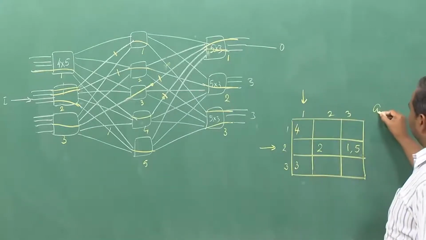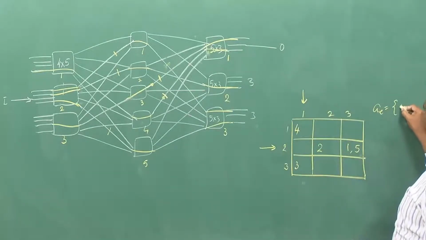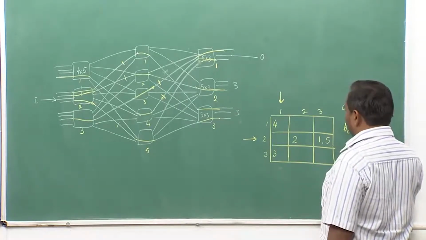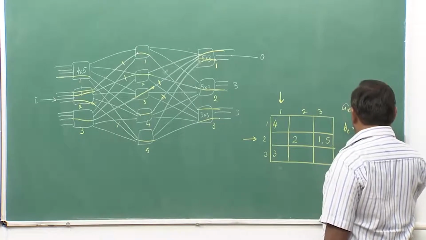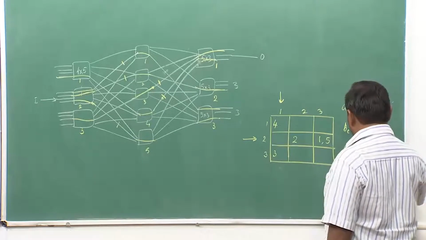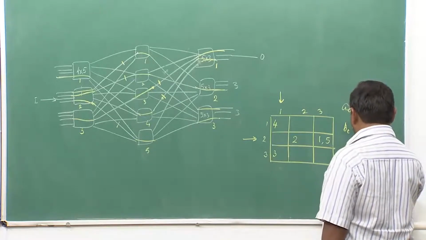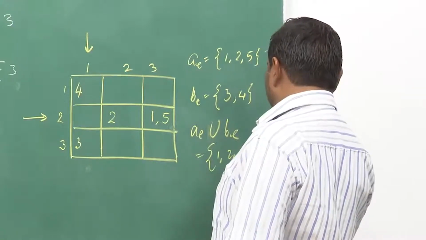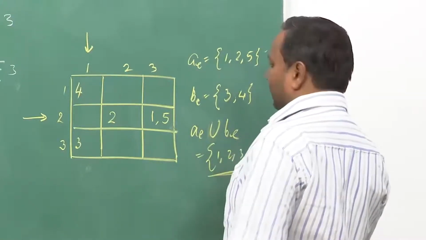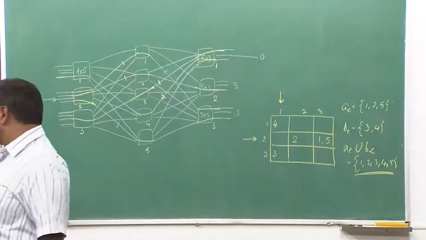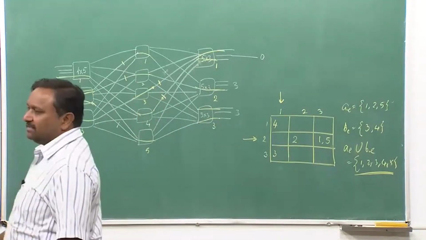So, set AE in this case is 1, 2 and 5, BE will be 3 and 4, union of these two: 1, 2, 3, 4 and 5. No free element is available, so you cannot set up a path from input to output. So, that is again a blocking system.